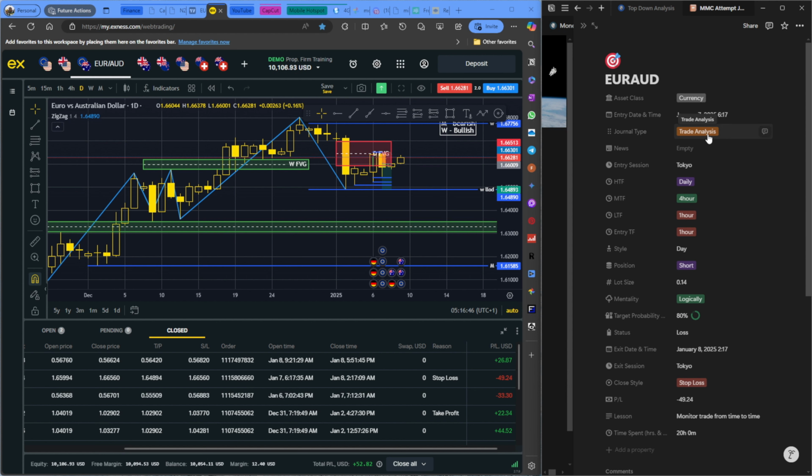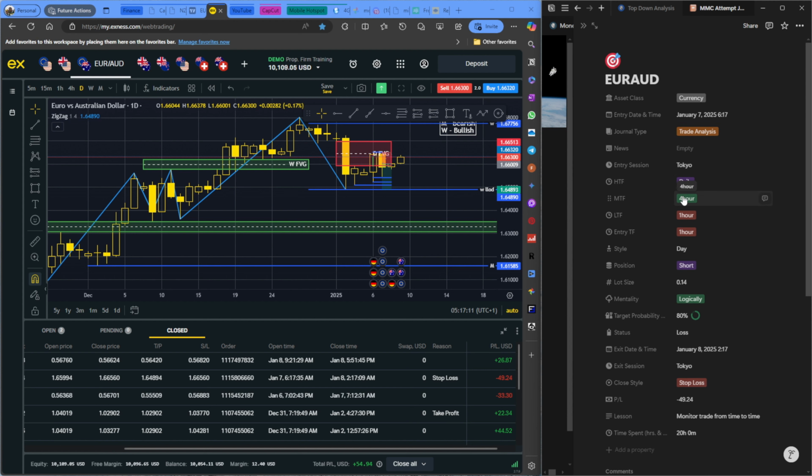It's a trade analysis. The news, well, I don't write news because I can't even start stressing myself to go back there to look at the news right now. But the entry session is a calculation. Actually, it calculates based on this timing right here. So it was 6:18 and that was Tokyo session. The higher time frame of this trade was on the daily, the mid time frame was on the 4-hour, and the lower time frame was on the 1 hour.